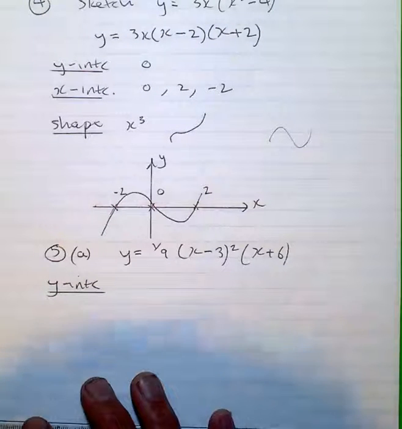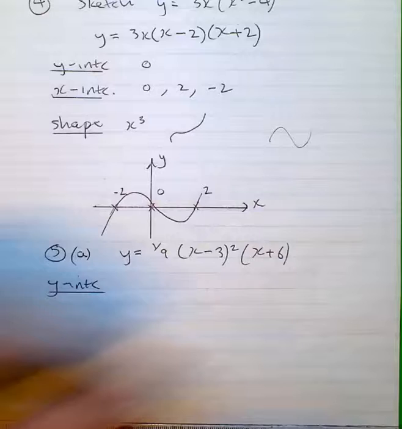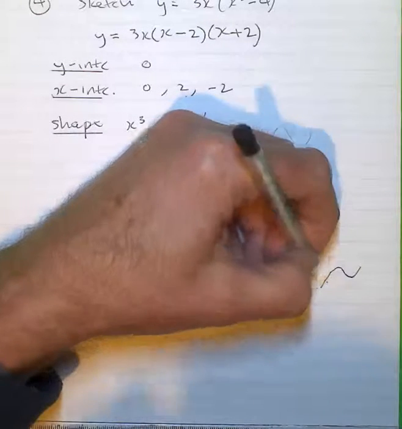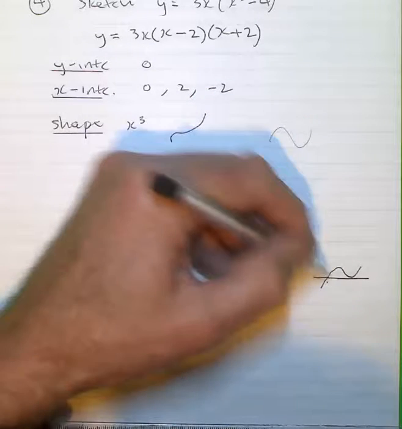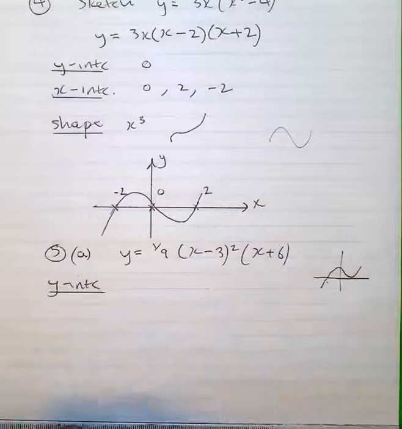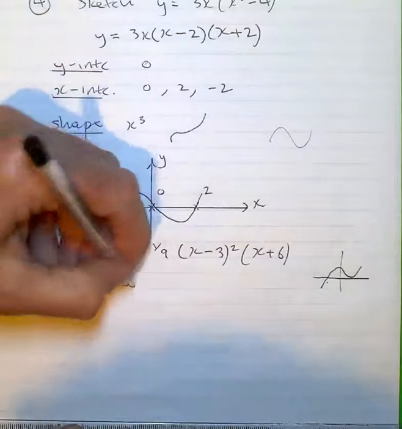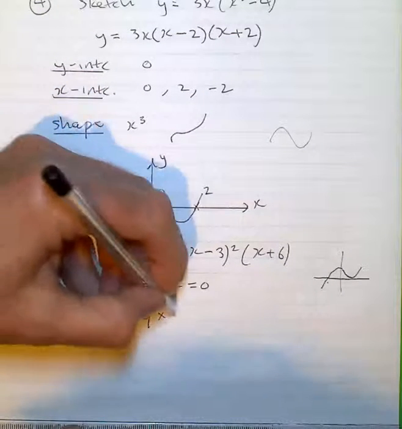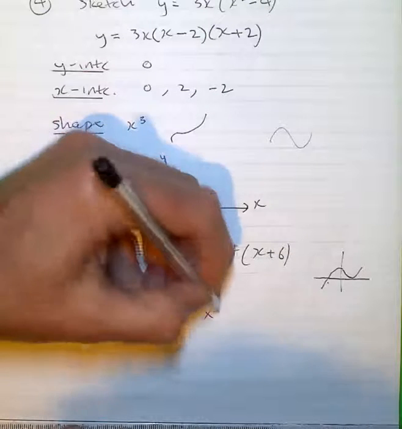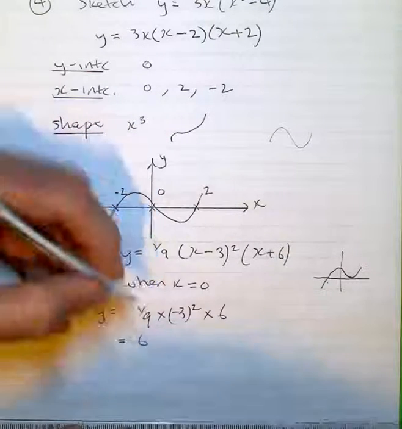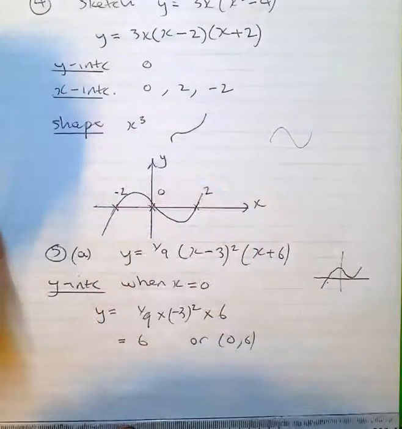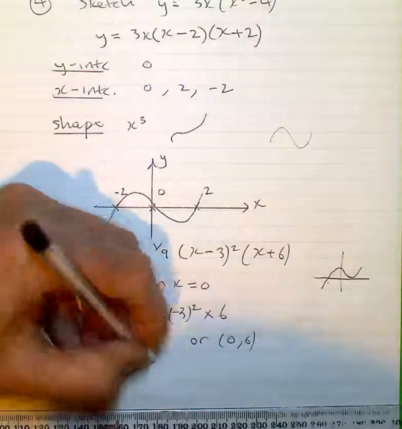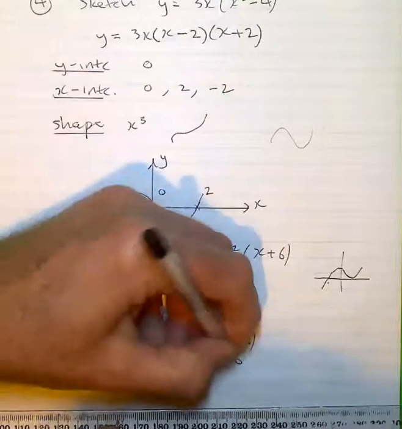In question 5a, we're going to have a graph that's going to have a turning point, one that sits on the axis in a single cutting 0. So probably looking a little like that. The y-intercept occurs when x is equal to 0. So y is equal to a 9th times -3 squared times 6, which will give me 6, or the point 0, 6. The x-intercepts, I can read that straight off, 3, which will be a double, and 6.